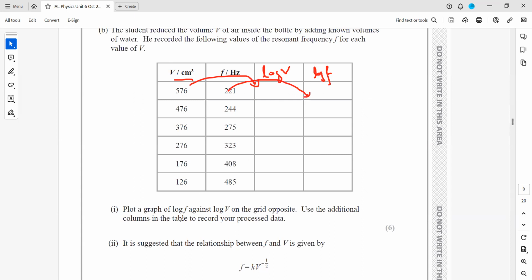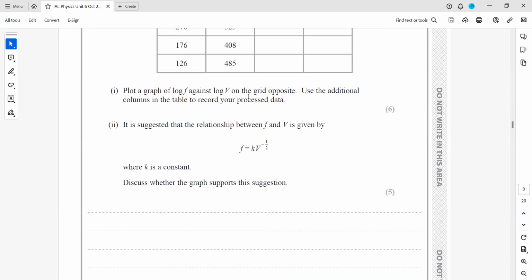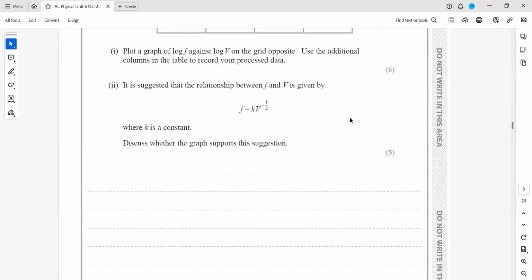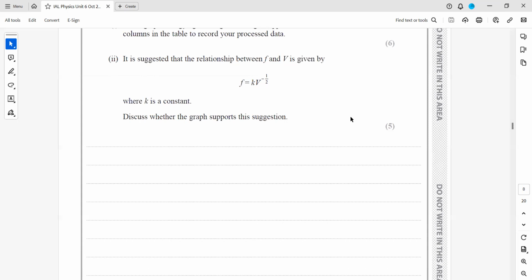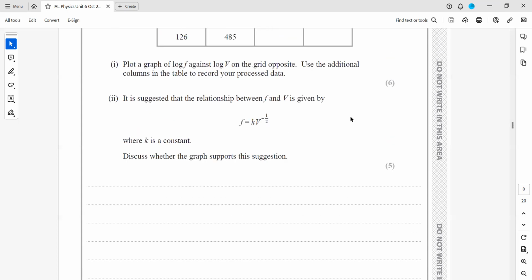Use the additional column and record the processed data, because you have to use log V and log F values here. And it is suggested that the relationship between F and V is given by F equals kV raised to power half, where k is a constant. Discuss whether the graph supports this suggestion.